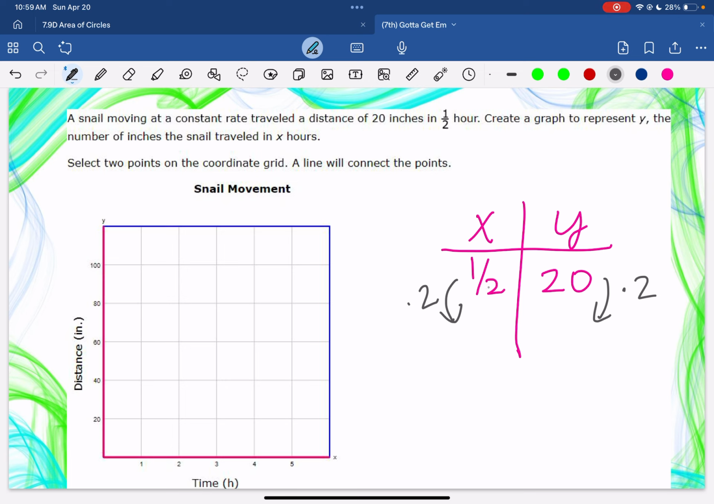So if I have 2 halves, I have 1 whole. If I have 2 groups of 20, I'll have 40. If I wanted another ordered pair and I wanted to keep the same format, I could scale it again. I would end up with 2 for hours and 80 inches.